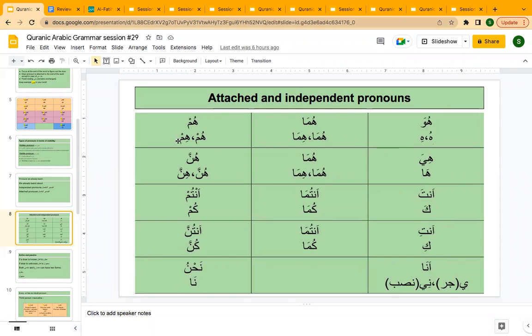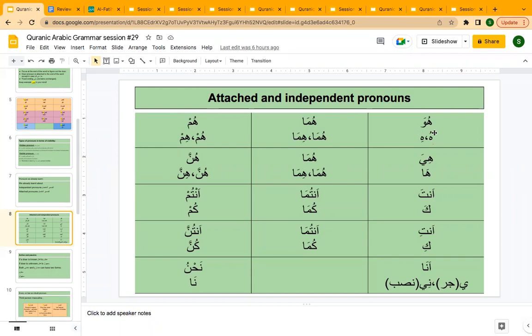So hu, hi, huma, hima, hum, him, ha, huma, hima, hunna, hinna, ka, kuma, kum, ki, kuma, kunna, ya, ni, na are always nasb or jar. When attached to a harf nasb, they are going to be nasb in status. When attached to a fail, they are going to be nasb in status. When attached to an ism, these are always going to be jar in status because of idafa, and when attached to a harf jar, they are always going to be jar in status. Are you all with me so far?